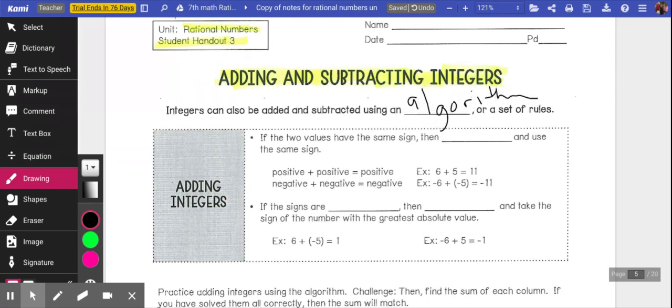So last time we used that number line. Sometimes, like in 6th grade, you might have used little chips and stuff. And that's fine if you still need to draw pictures or use that. But eventually you just need to know the set of rules.